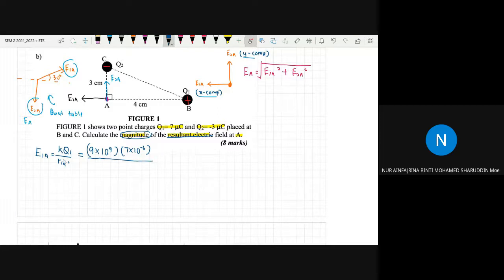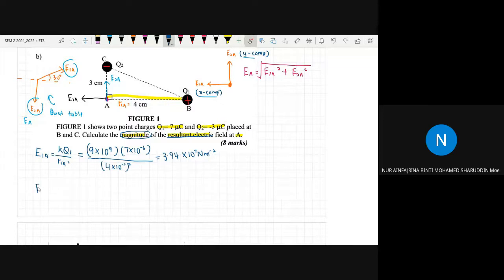Okay, what about distance from charge 1 to A? Okay, from charge 1 here to point A. So distance dia adalah 4 cm. So this is your R1A, which is 4 cm. So 4 times 10 to the power of negative 2 squared. So you tekan calculator, you akan dapat you punya jawapan 3.94 times 10 to the power of 7 Newton per meter squared. Okay, itu untuk E1A. Now, I'm going to look for E2A.